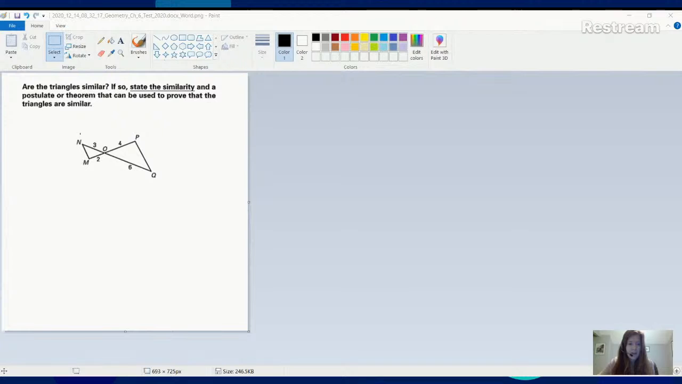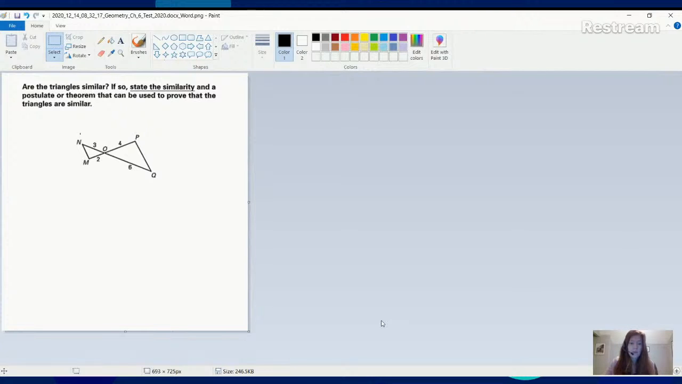One thing I want to point out is this might remind you of the Chapter 4 test. Make sure you read all the directions. Just as an example, if you were taking the test and it said, are the triangles similar? If they are, state the similarity and a postulate or theorem that can be used to prove the triangles are similar to each other. Make sure that you get all the pieces there, because I'd hate to see you lose points if you said, yep, they're similar, but you didn't give me a similarity statement, or which theorem or postulate can be used.